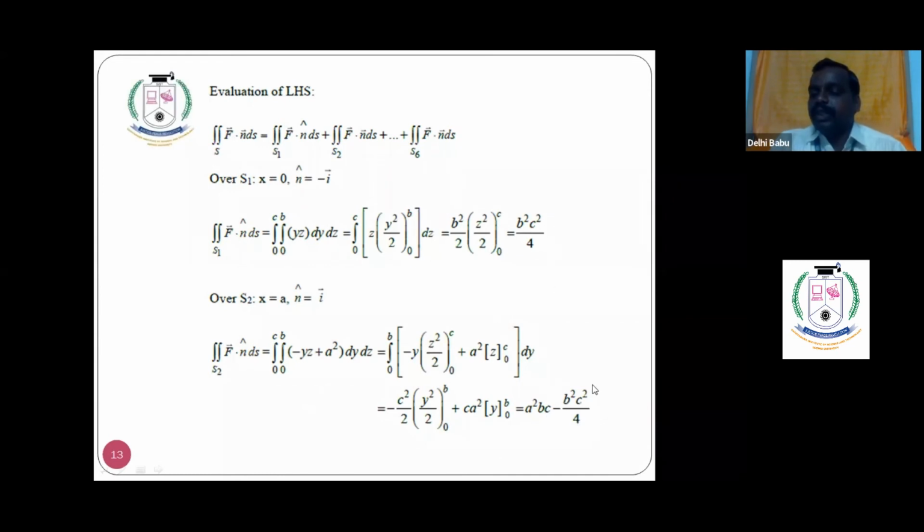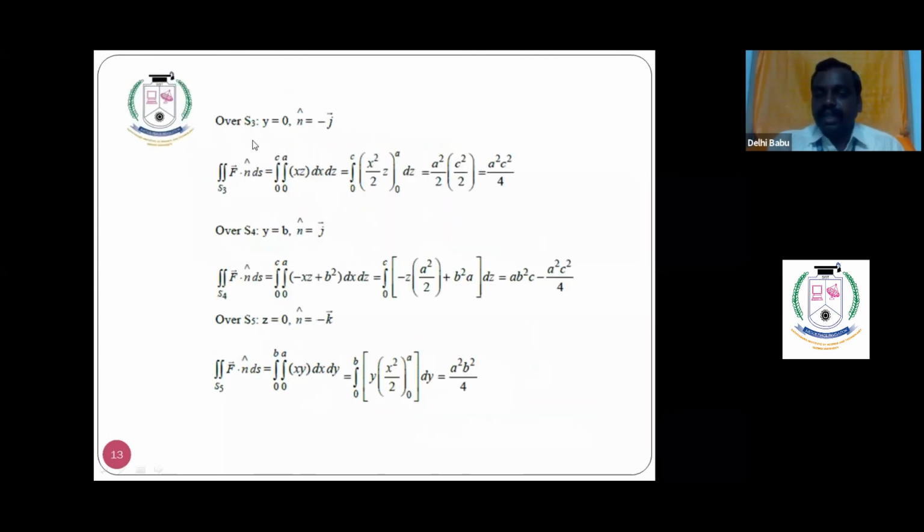When I add these two, plus b square c square by 4 minus b square c square by 4 gets cancelled. So I get a square bc. Similarly, find out S3, S4.